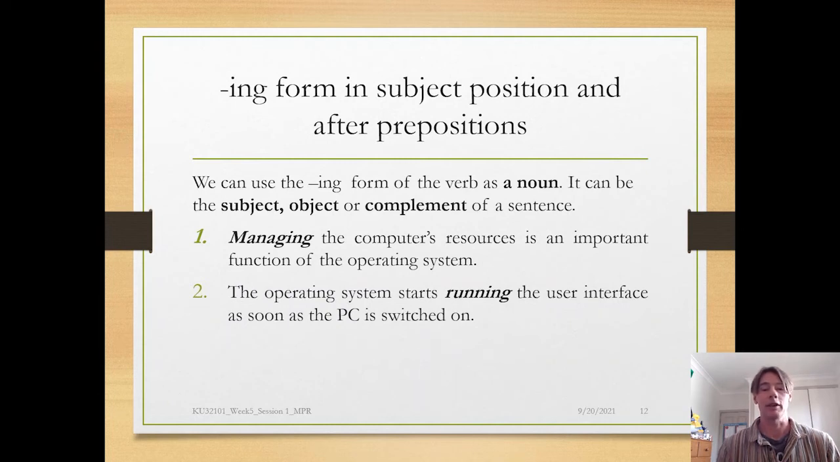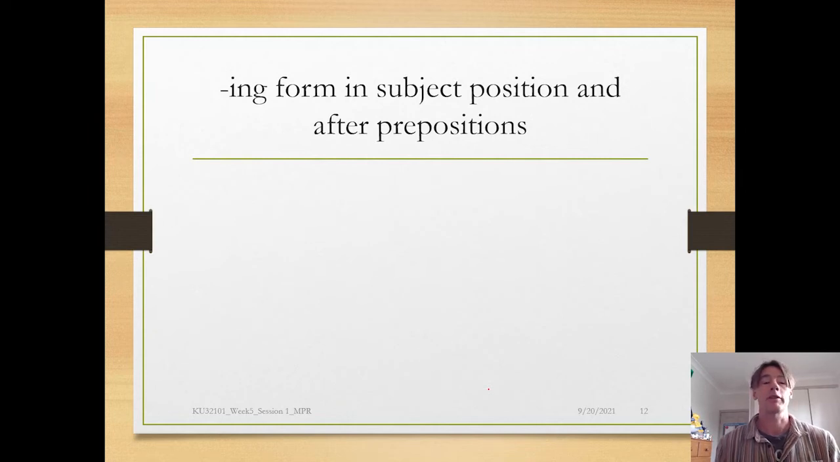Another example is the operating system starts running the user interface as soon as the PC is switched on. Now we come to the grammar part of our video lesson. This is adding the ing form in subject position and after prepositions. These are known as gerunds, and they add variety to our text and can also help explain complex things by turning that verb into a noun.